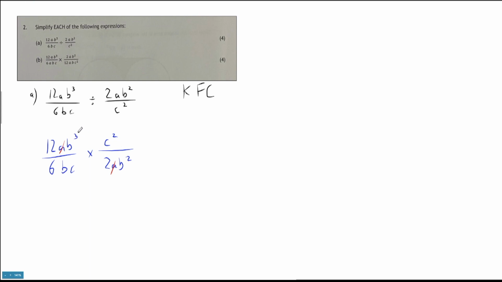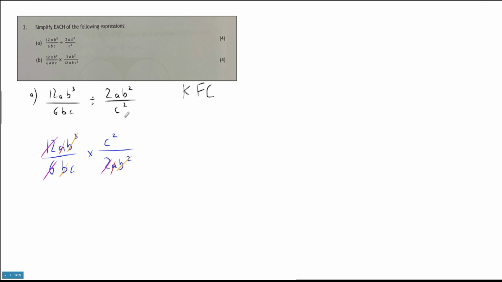This b cubed can go with this b1 and this b2 because they add up to b3. They add up to exactly the same amount. And then the c and the c squared can be cancelled. Oh, just before I do that, look at this 12 and the 6 and the 2. 6 times 2 is 12 and 12, so that cancels as well.